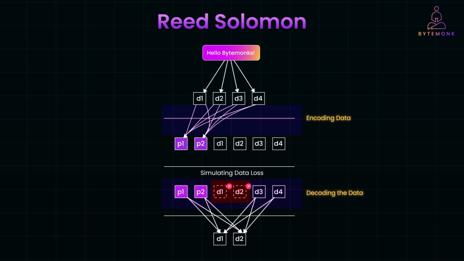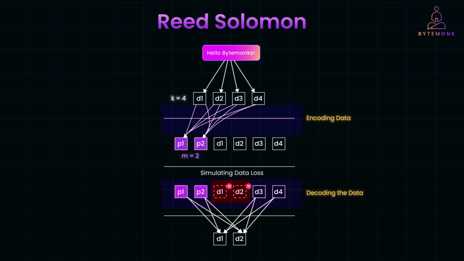For this, we'll use the Reed-Solo library, and you can install it using pip install if you don't already have it. The input of our program is a block of data, in this case, a string, "hello byte monks". We also specify 2 key parameters, which is k, the number of data chunks we'll split the input into. Here, it's set to 4, meaning the data will be divided into 4 equal parts. And m, which is the number of parity chunks we'll generate. This is set to 2, meaning we'll create 2 additional chunks for redundancy.